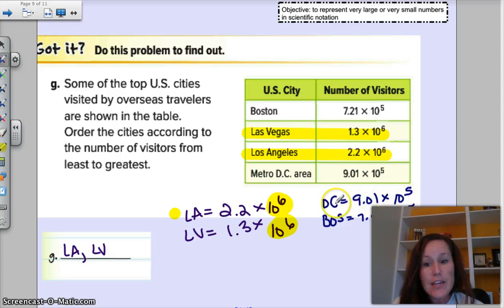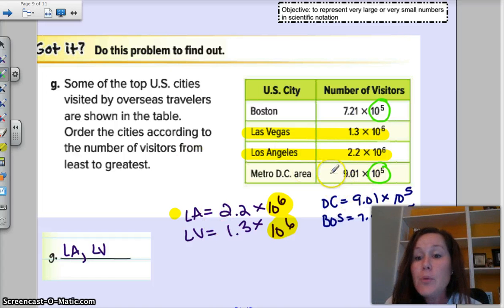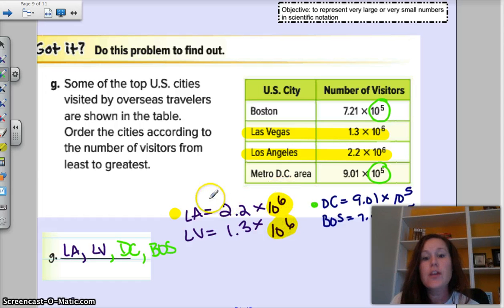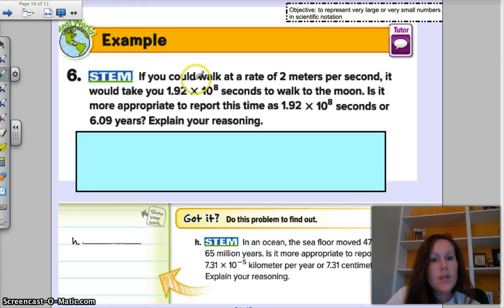Now let's look at DC. DC and Boston both have 10 to the 5th power, meaning they're going to have the same number of digits in their whole number, I guess is what I'm looking for. So 9.01 is bigger than 7.21, so that's going to come next. And last but not least, old Boston with 7.21. So again, looking at my exponents first, then ordering those decimals from greatest to least. Try this one on for size and see what you can do.